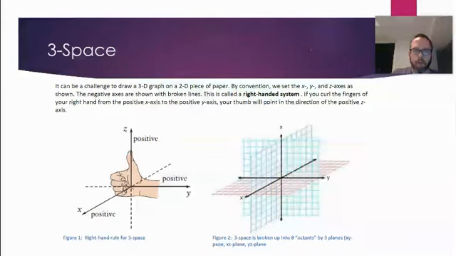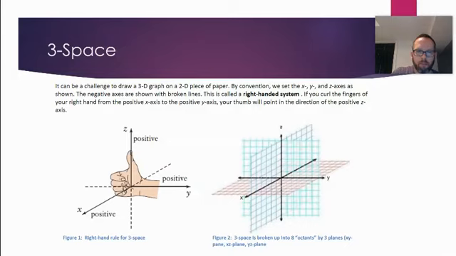Let's talk about 3 space. It can be a challenge to take a 3D concept and draw it on a 2D piece of paper. So we're going to get some practice doing that. And by convention, we set the X, Y, and Z axes when we're drawing R3, or 3 space, on a piece of paper as the following.